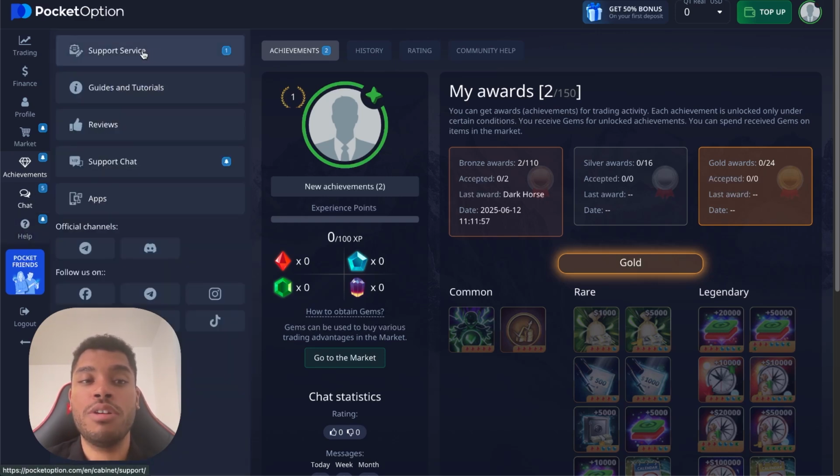Here, as you can see, you have another way to contact the support. You can get access to guides and tutorials, you can get access to the support chat, you can download the various apps of Pocket Option. In fact, besides being able to trade on your computer, you can also trade on your smartphone, on your tablet, and on a lot of other devices. You can get access to the official channel. So basically here in the help section you can connect with the Pocket Option community in every way that you would like.